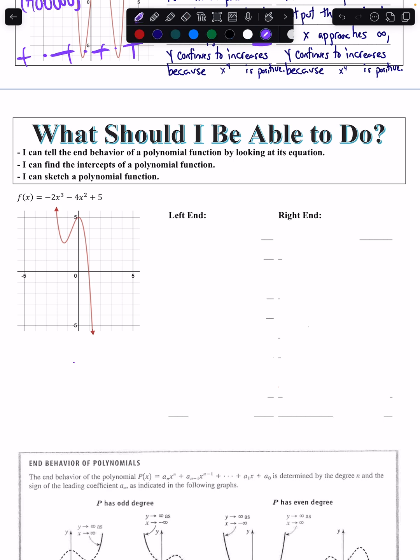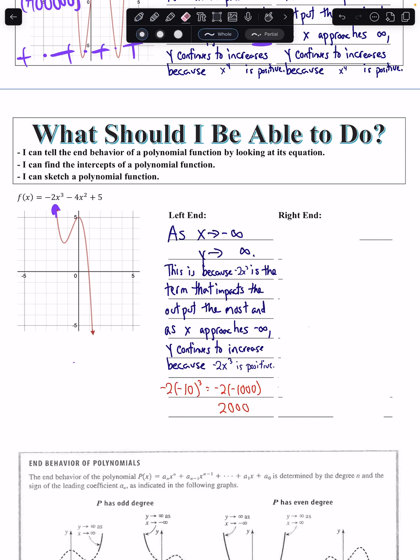So when I look at the left end behavior, same thing, look all the way to the left. Here's all the way to the left for us on the graph. The x keeps on going to the left. So as the x approaches negative infinity, the y is also going up. So the y is approaching positive infinity. The x is going to the left, negative infinity. Y is going up, positive infinity.